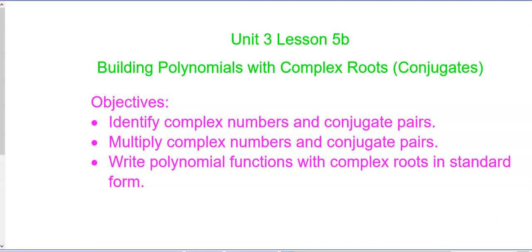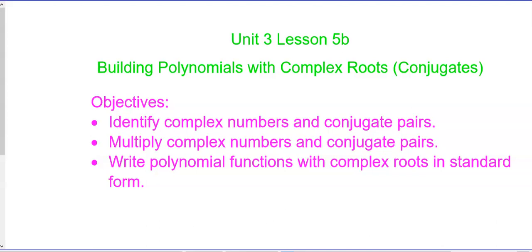So this is Unit 3 Lesson 5B. We did Lesson 5A just to review or introduce complex numbers and imaginary numbers and complex roots, which you remember come in pairs called conjugates. So we are continuing that. This lesson is just one page.